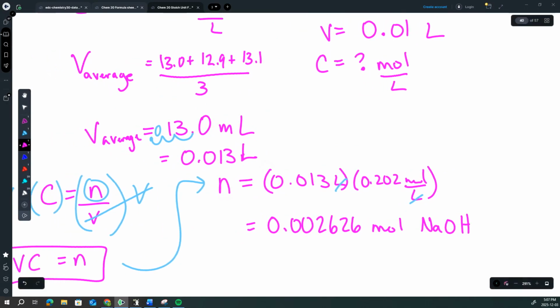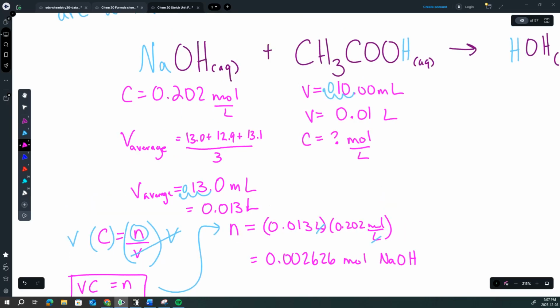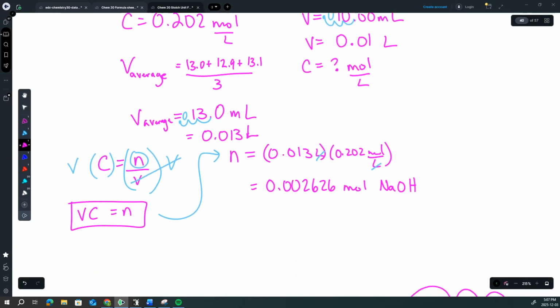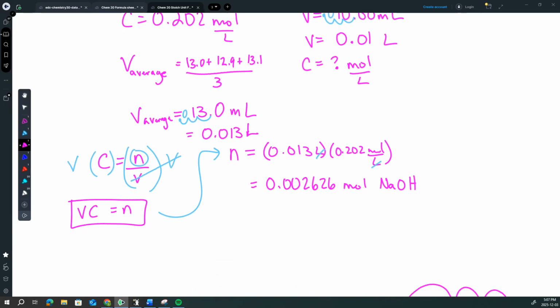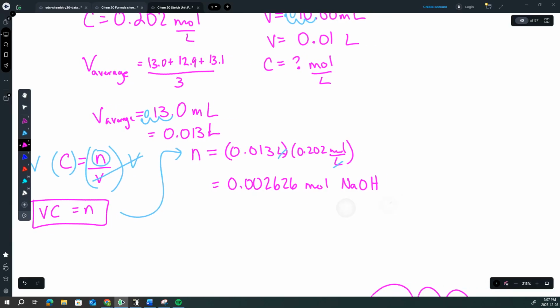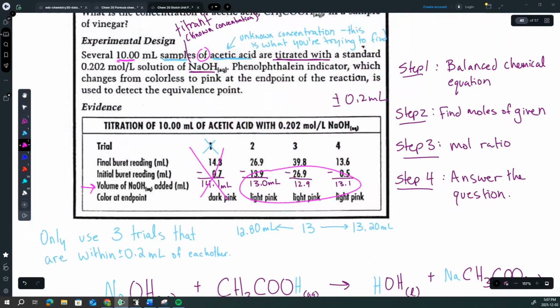The reason why it's sodium hydroxide is because we used the concentration of sodium hydroxide as well as the volume of sodium hydroxide. So that's why these moles belong to sodium hydroxide. All right, so that's step number 2, done.